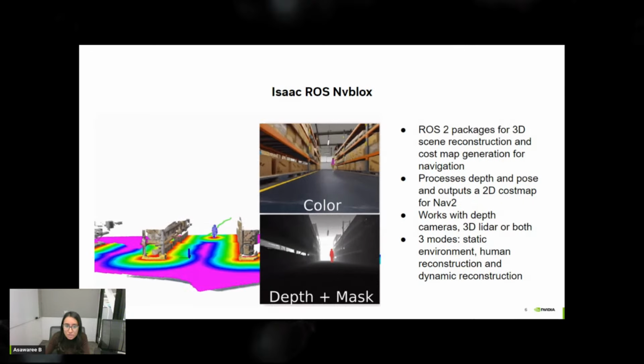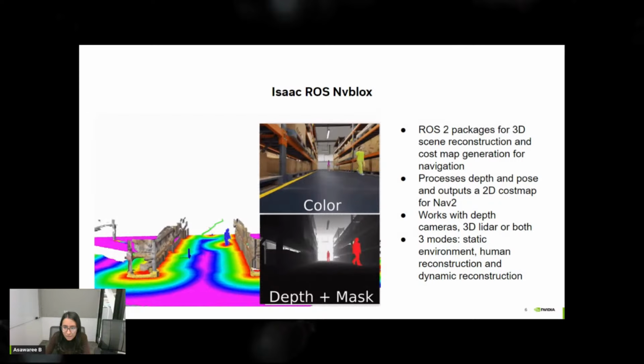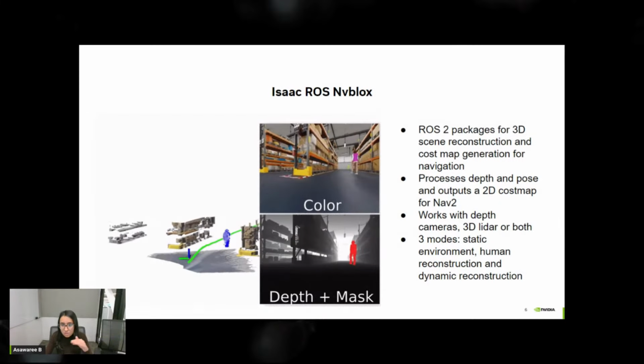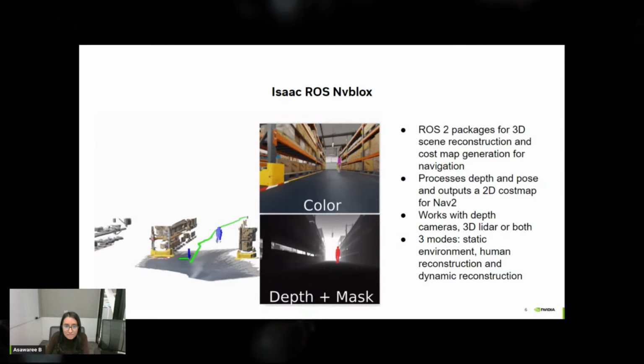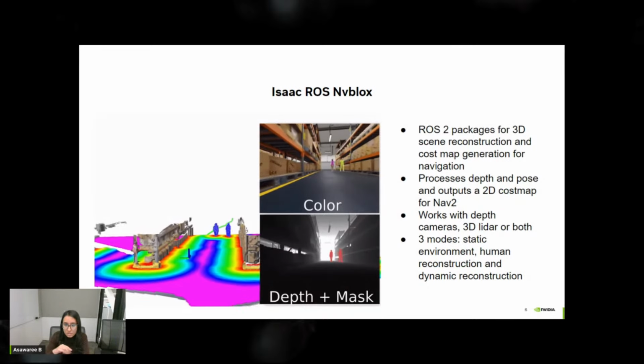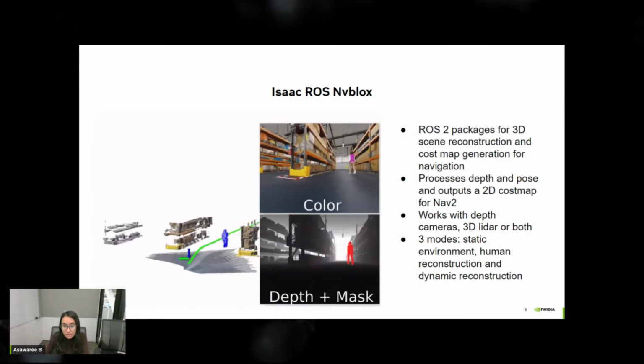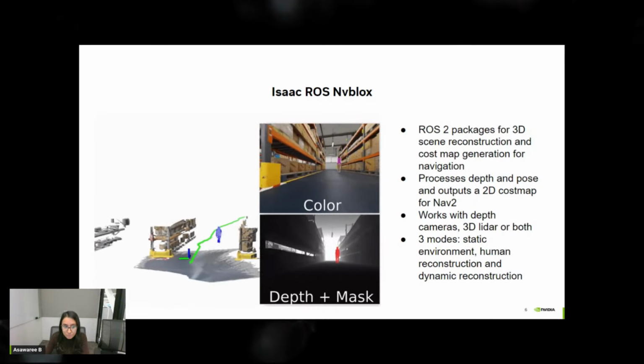On the left side of the GIF on this slide, we see a sample reconstruction of a warehouse setting. You see these stacks or rows of boxes. Now, Isaac ROS Nvblox also outputs a cost map. That's the colored zones that you see at the bottom, at the ground surface over there. And that is used in path planning and obstacle avoidance during navigation.